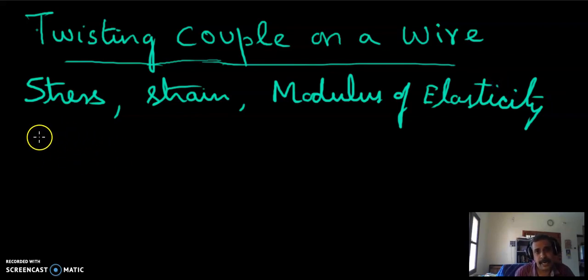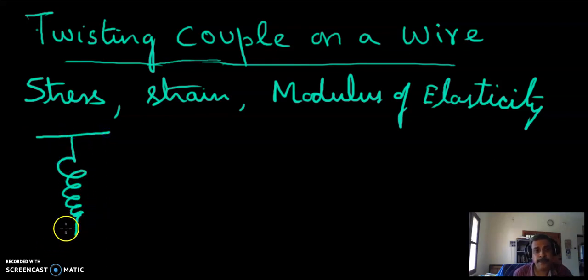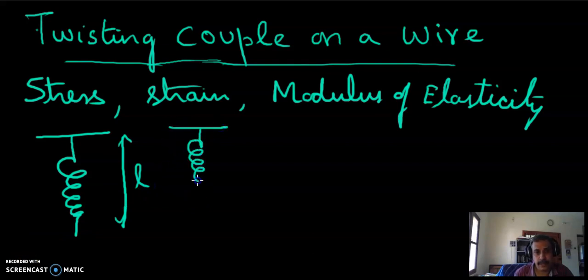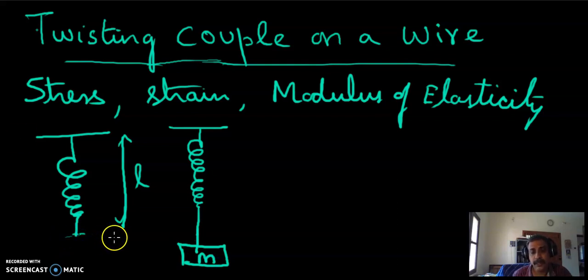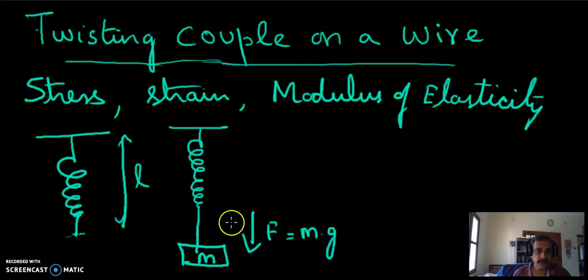So first, I have a spring here attached to a ceiling, right? Let the length of the spring be L. Now I attach a mass at the end. The mass is going to apply a force on the wire in this direction. Therefore, the force is given by mass into acceleration due to gravity, m into g.